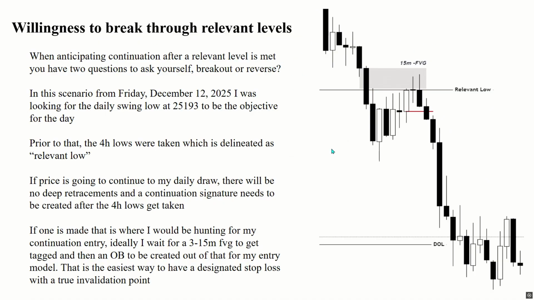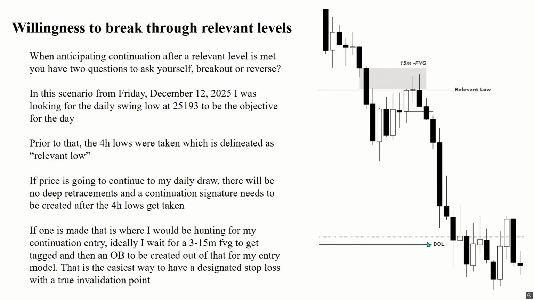In this case, this is exactly what I'm looking for. A 15-minute bearish fair value gap getting hit, that was created after my relevant level was met. Price has no deep retracements, which gives me that continuation signature: a closure below this last up-close candle. That would be my bearish order block. Getting that closure there, I'm short. Stop loss at the high.